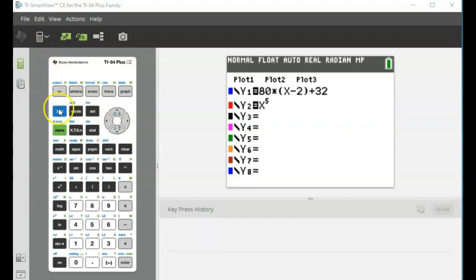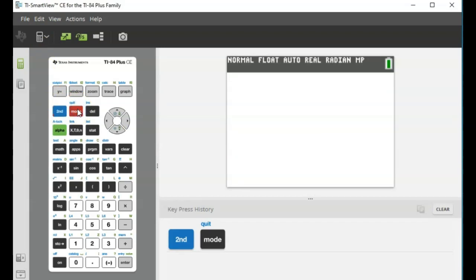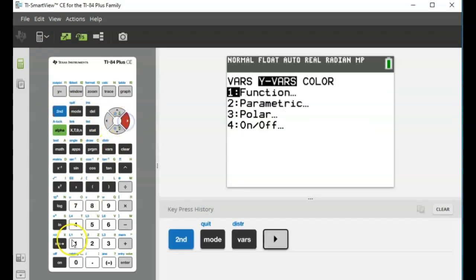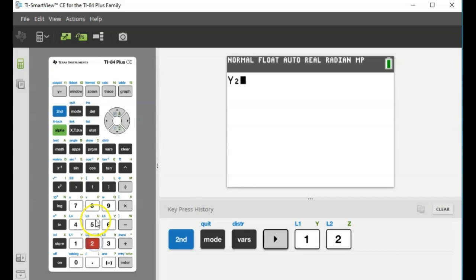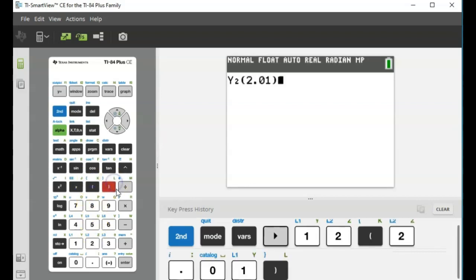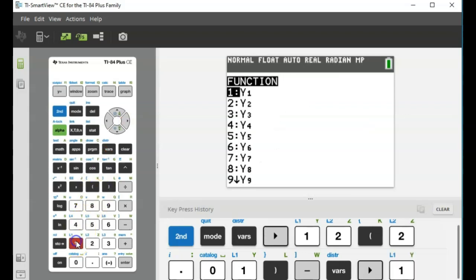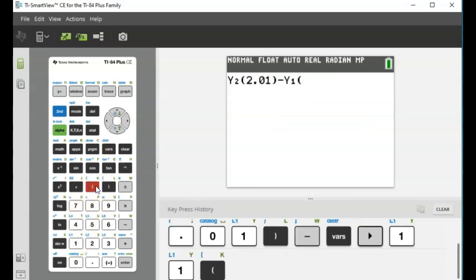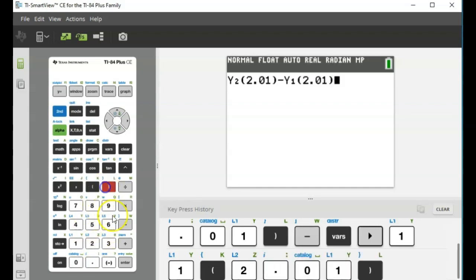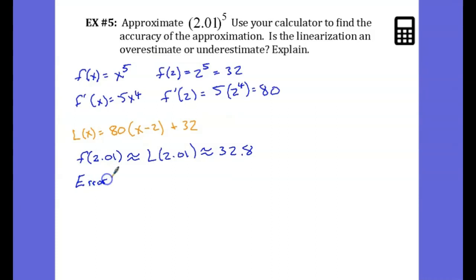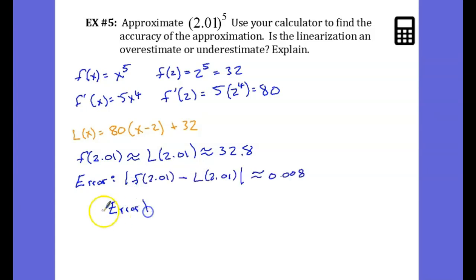Now second quit, vars, y vars, function, y2, open parenthesis, 2.01, close parenthesis, minus vars, y vars, function, y1, open parenthesis, 2.01, close parenthesis, enter. So the absolute value of our error is 0.008. This means the absolute value of the error is less than 10 to the negative 2.